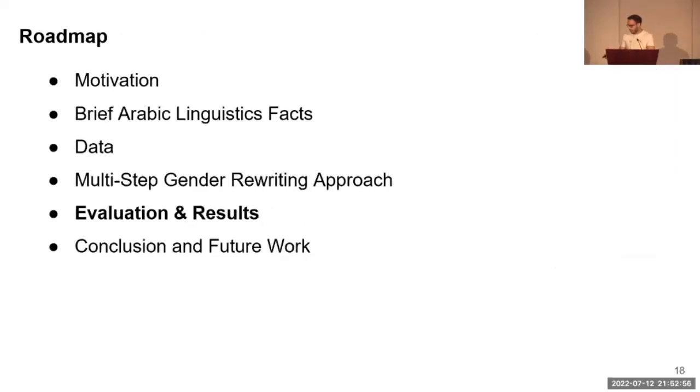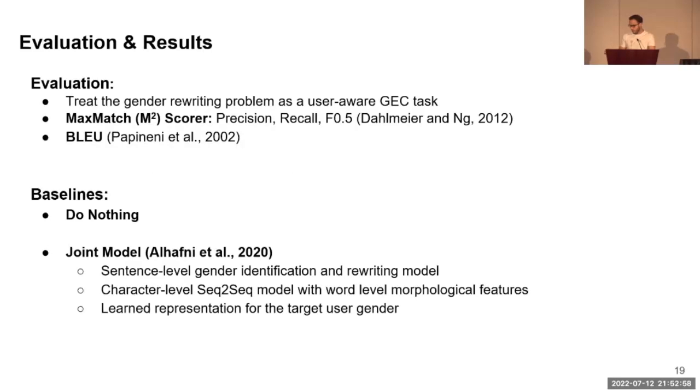Now, in terms of our evaluation and results, we treat the gender rewriting task as a user-aware grammatical error correction, and we use the max match M2 scorer that computes precision, recall, and F0.5. And F0.5 here means that it weighs precision twice as much as recall, because we really care about precision in this task more than recall. And we also use BLEU.